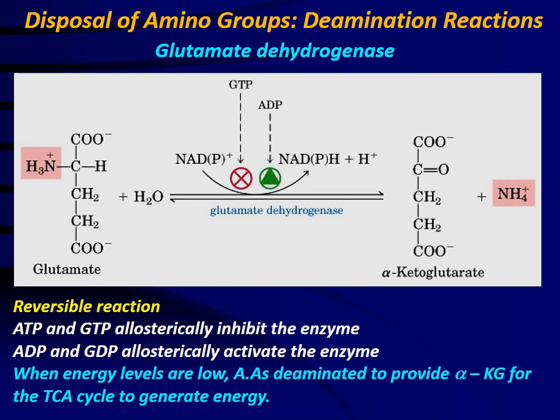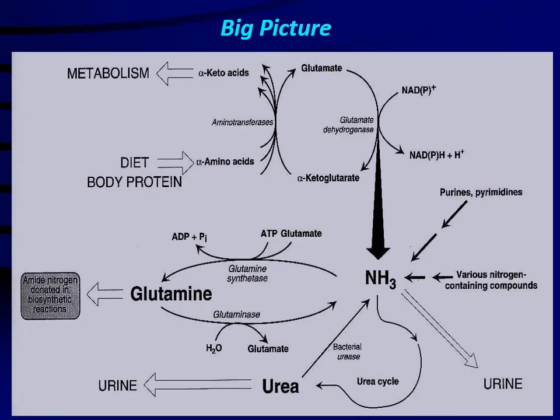Glutamate dehydrogenase is one of the enzymes that utilizes NAD+ and NADP+ as cofactor. ATP and GTP allosterically inhibit this enzyme. ADP and GDP allosterically activate the enzyme. When the energy levels are low, amino acids are deaminated to provide alpha-ketoglutarate for the TCA cycle to generate energy.